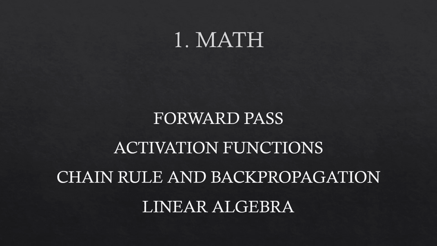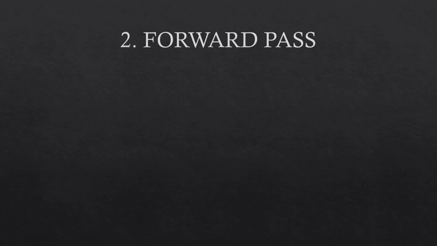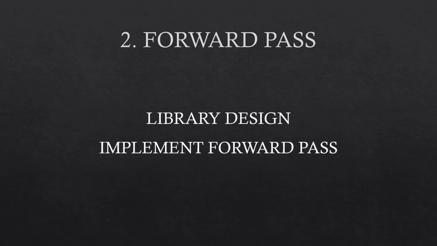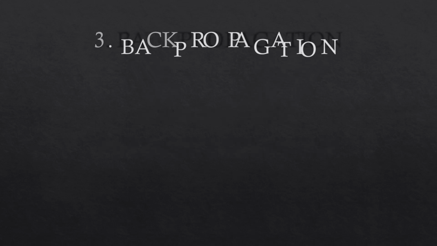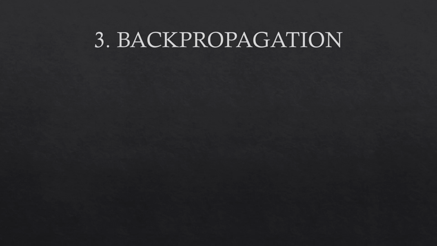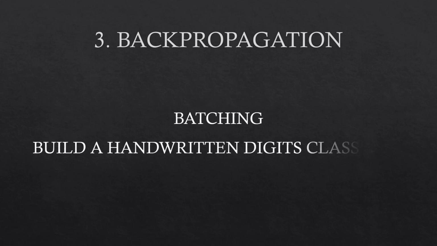The second video will involve setting up the classes in our neural network library and coding the forward pass of the neural network. We will also write some activation and loss functions in this video. In the third video, we will implement backpropagation for the stochastic gradient descent case and generalize it to work for any batch size. Finally, we will use our neural network library to build a handwritten digits classifier.